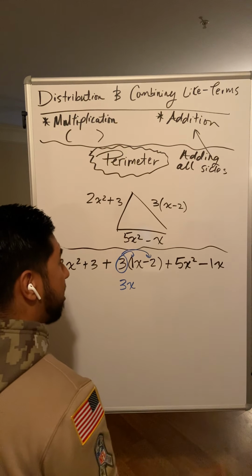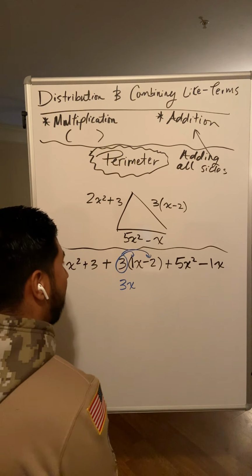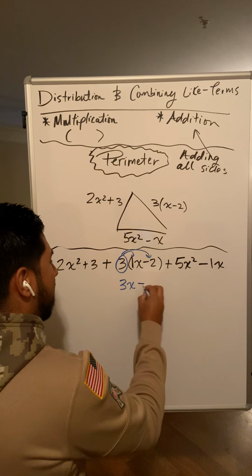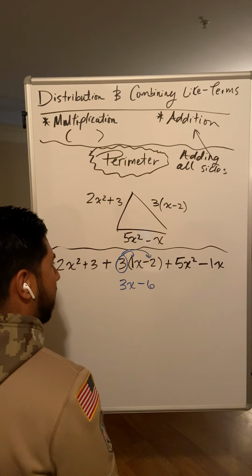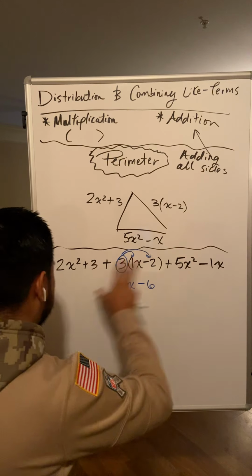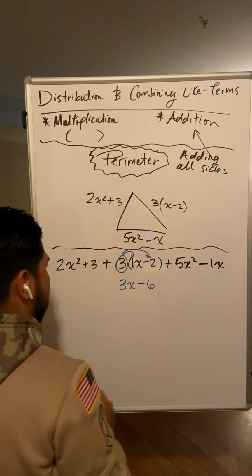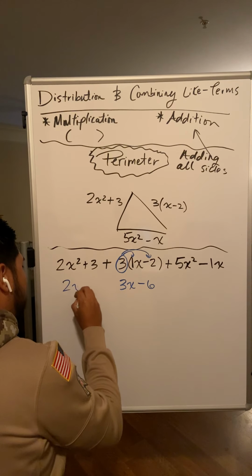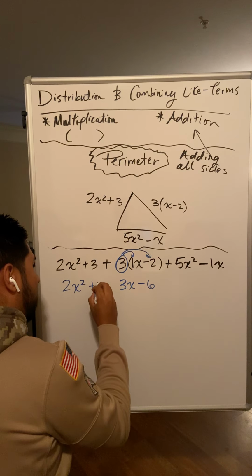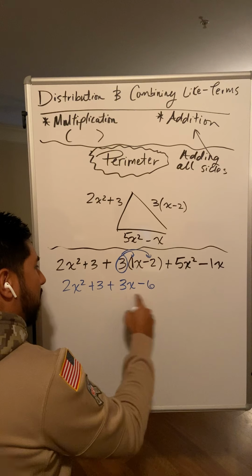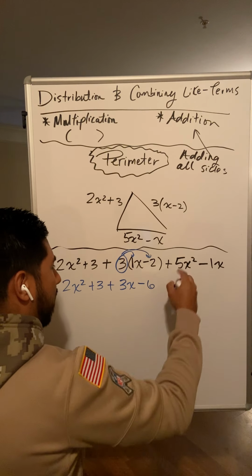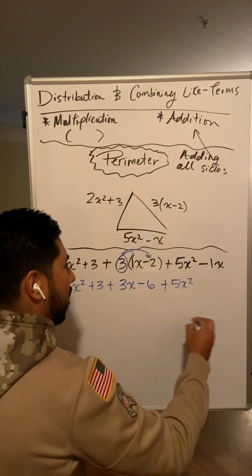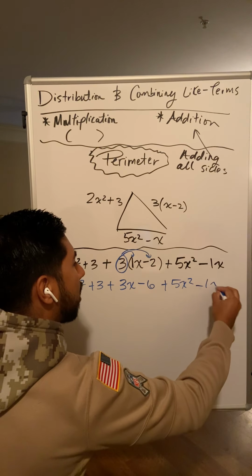Very long, guys, so if you need to replay this video, don't worry. Take your time. 3 times negative 2 does give me a negative 6. Sir, there's a lot of stuff. No worries. Let's bring it all down so we don't get confused. We got 2x squared plus a 3 plus the new stuff we just did. Let's bring down this plus 5x squared minus 1x.